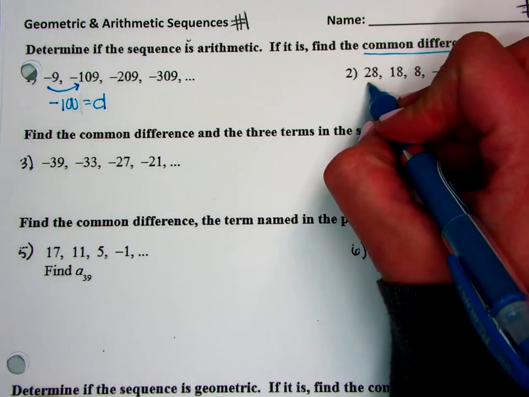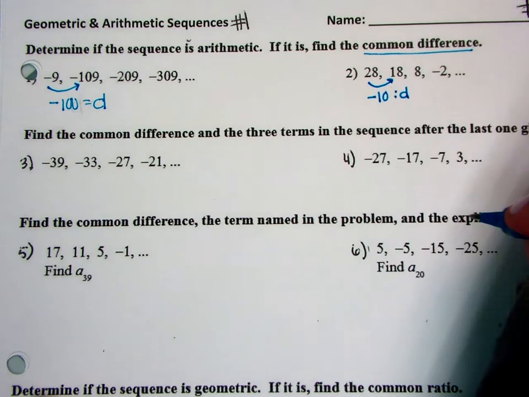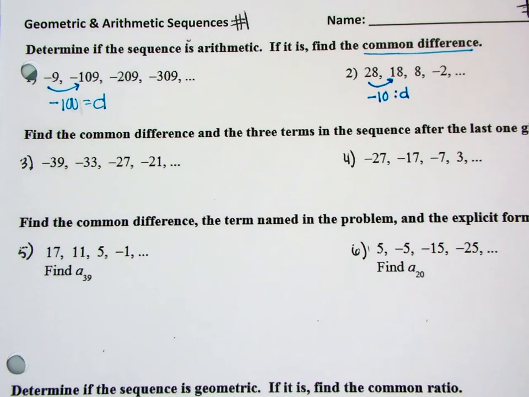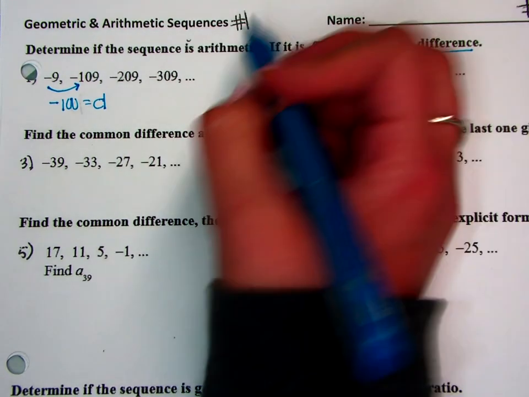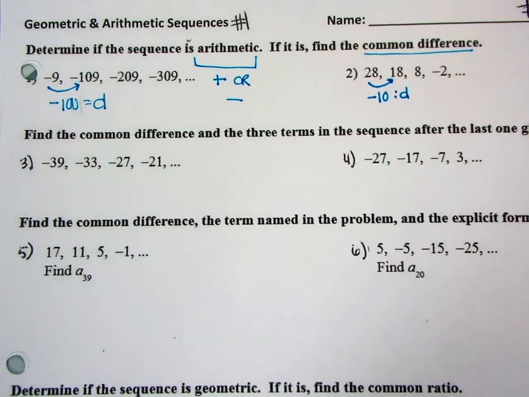To get from 28 to 18, I subtract 10. So that is the common difference. All you're doing here is determining how do I get from one term to the next. Remember, if it's arithmetic, you add or you subtract. It's one of the two. You might be adding if the numbers are increasing. You'll be subtracting if the numbers are decreasing.